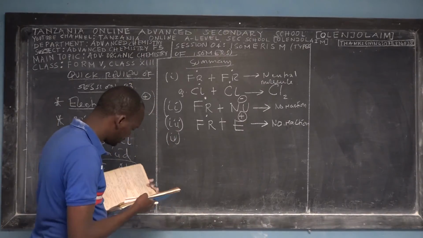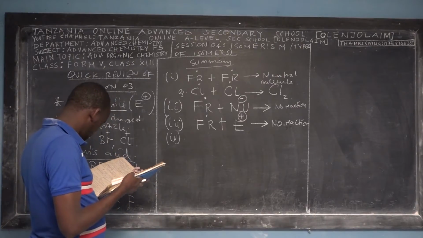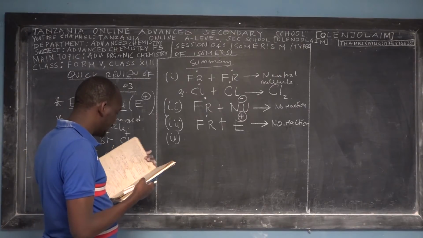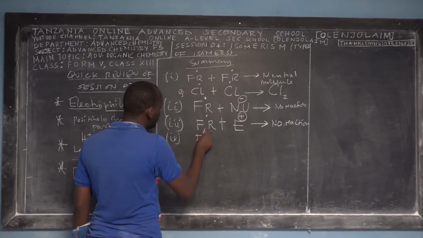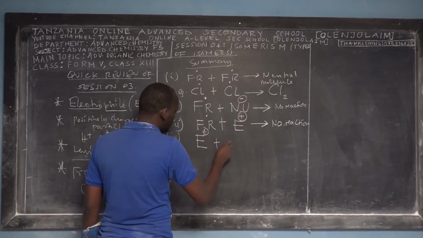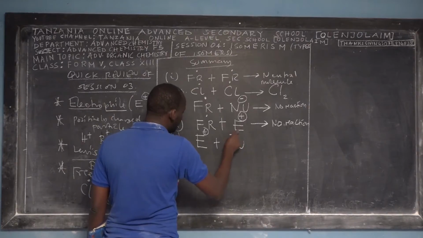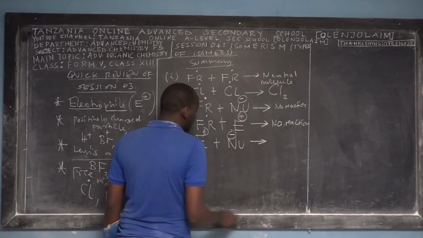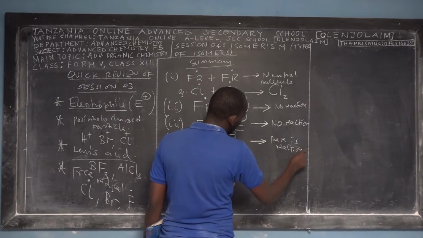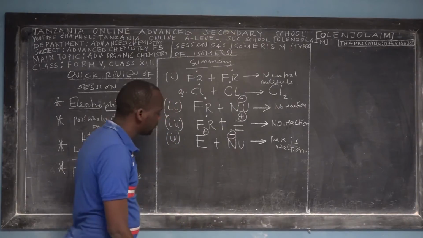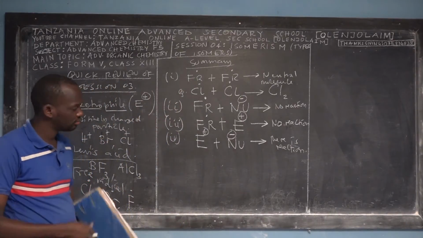Then number 4. Number 4, we say that if we take a nucleophile, which is negatively charged, and react it with an electrophile, which is positively charged, then here there is a reaction. There is a reaction. So one day you'll find this in an exam question and you'll remember what I've been telling you.